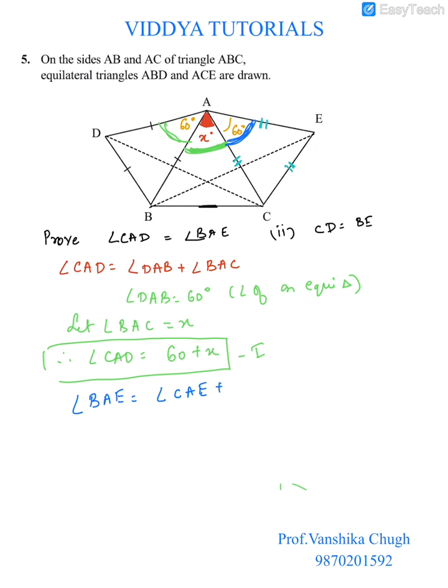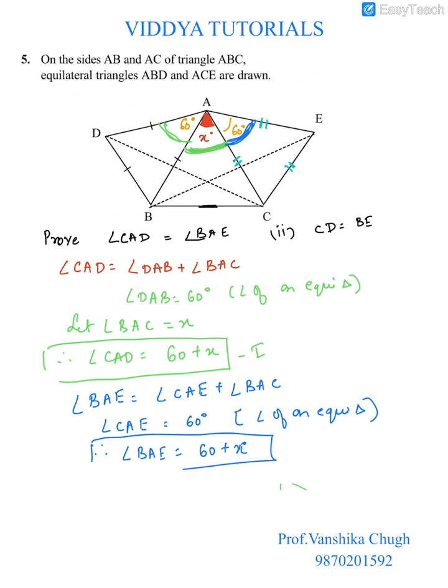CAE plus angle BAC. Now I know that angle CAE is 60 degrees because it's an angle of an equilateral triangle, and this angle I already assumed as x. So the measure of angle CAE is equal to 60 degrees, angle of an equilateral triangle, and therefore angle BAE becomes 60 plus x. So from my statements 1 and 2, I get angle CAD is equal to angle BAE. My first condition is proved.